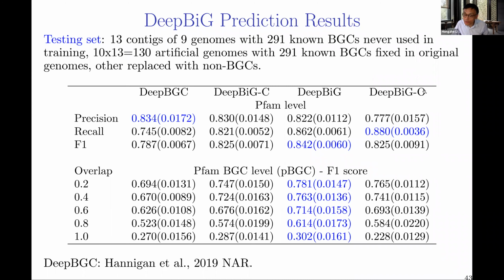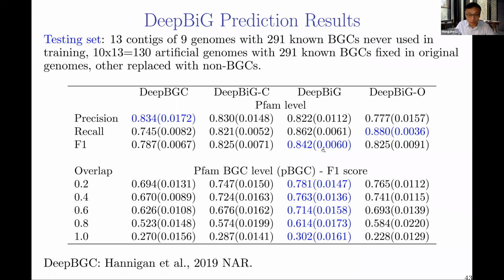DeepBIG-O is the algorithm where we do not use data augmentation. I just want to show you that data augmentation can actually help us make a better prediction. If you look at the last column and this column, in terms of the performance of the prediction in the testing data set, you can see the data augmentation really helps.